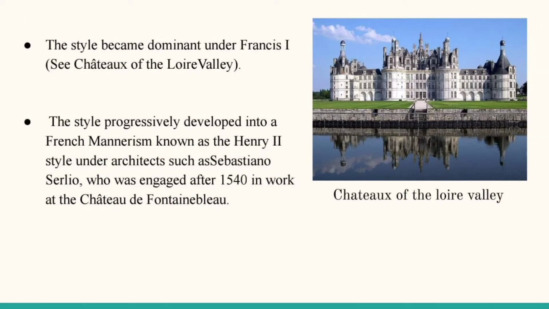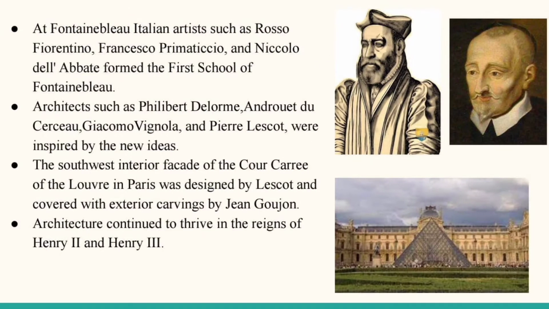The style progressively developed into a French mannerism known as the Henry II style, and the major architects of the style included the royal architects Philibert Delorme, Pierre Lescot, and Jean Bullant, and the Italian architect and architectural theorist Sebastiano Serlio. The southwest interior facade of the Cour Carrée of the Louvre in Paris was designed by Lescot and covered with exterior carvings by Jean Goujon.